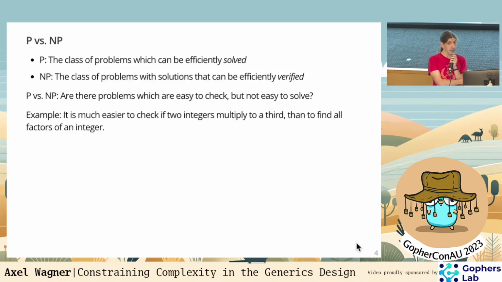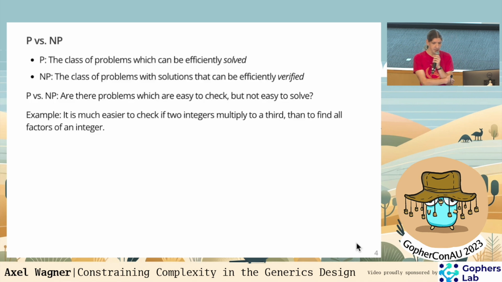And then there's a class NP. And NP is the class of problems that can be efficiently verified, meaning that if I give you a solution, you can write an algorithm that efficiently checks that this solution is correct. Again, an example is if I give you an integer n and two prime numbers p and q, and I tell you these two prime numbers multiply to n. You can very efficiently verify that by just multiplying them together, comparing them to n, everything's fine, right?